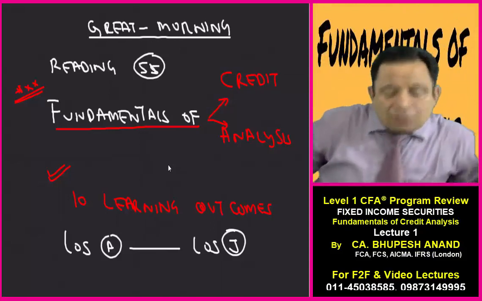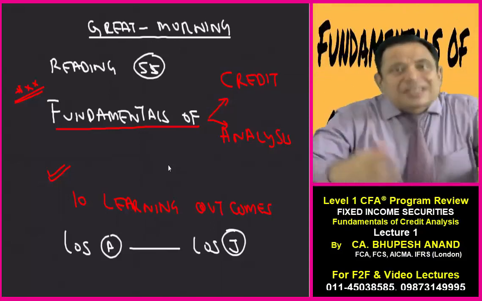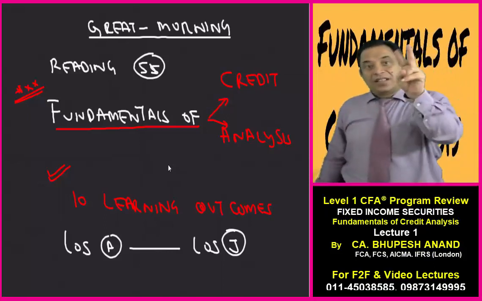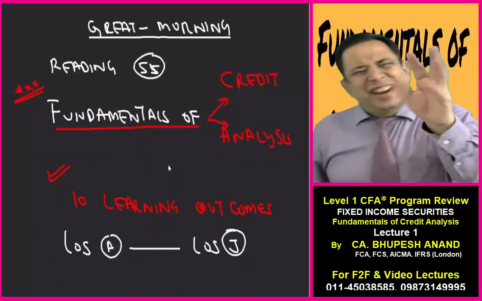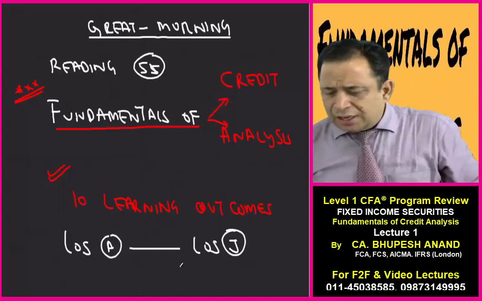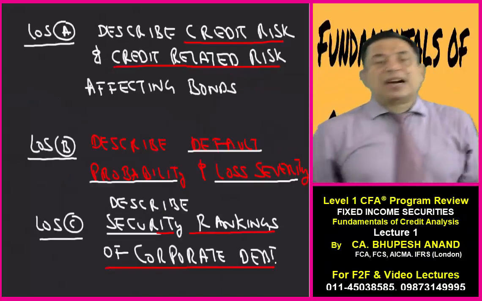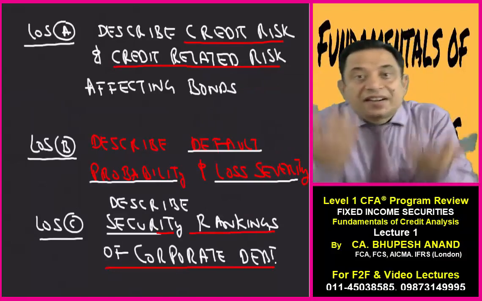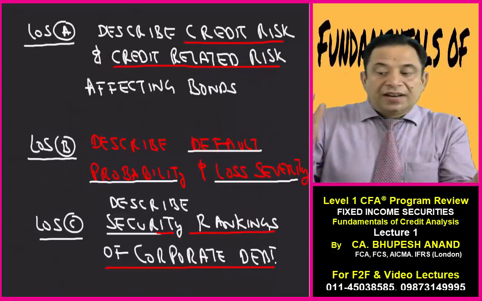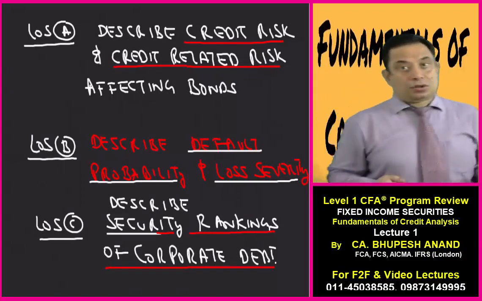I have given 3 stars to this, a highly testable area, and 10 learning outcomes. In today's lecture number 1, I will be discussing 2 learning outcomes. A very easy reading, logical and conceptual. So learning outcomes A to J. The first learning outcome is, what is the meaning of credit risk? Today we'll be discussing that, and what are the credit related risks affecting bonds.